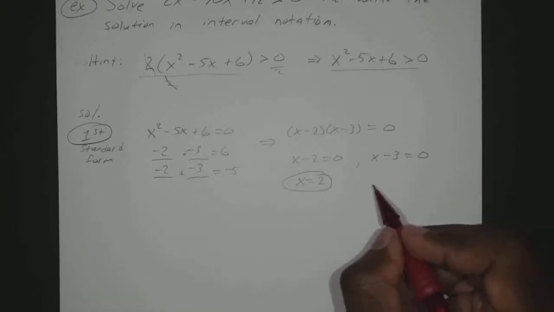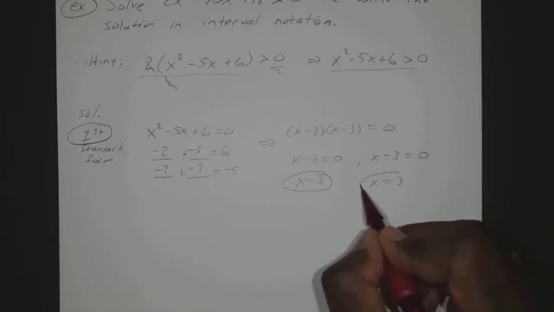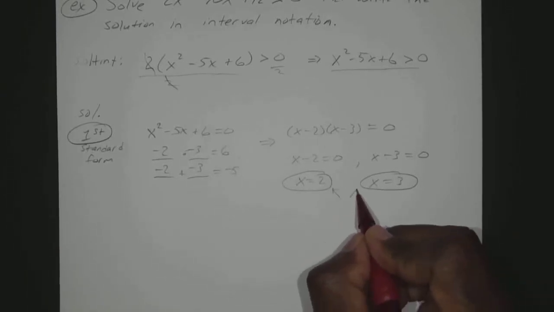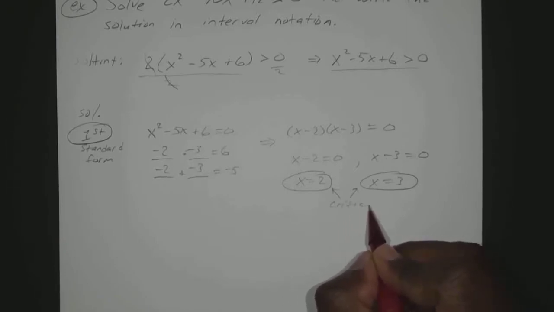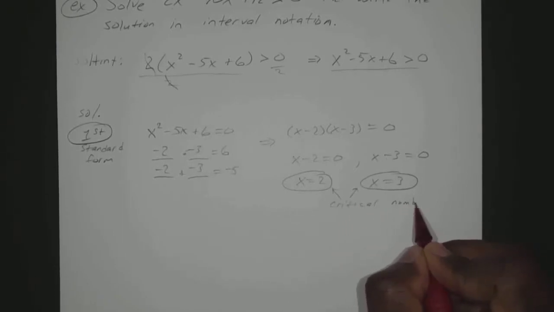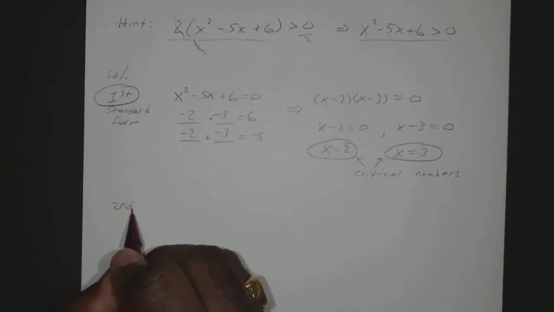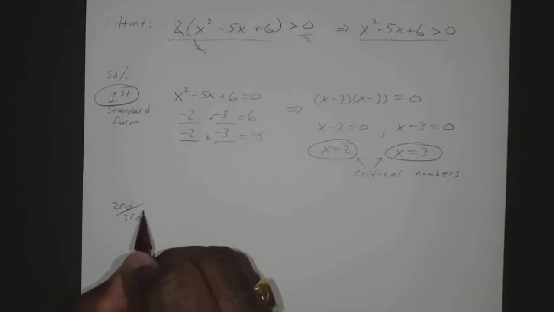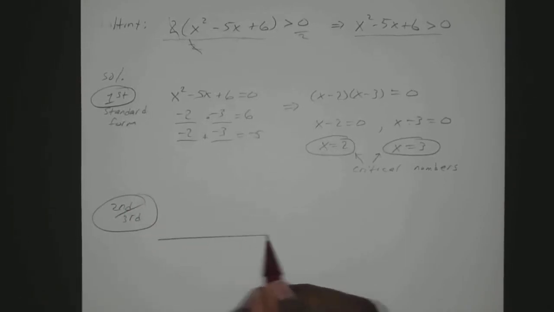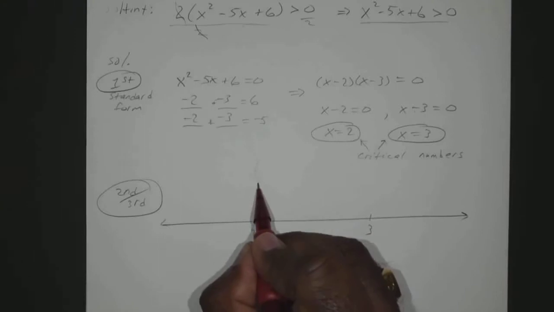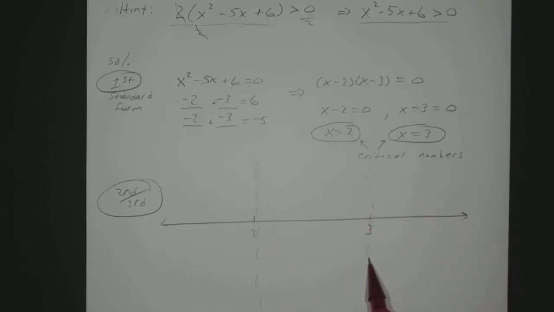And if we add 3 to both sides, we get x equals 3. Excuse me. Which gives us our critical numbers. Okay, again for our second and third step, I'm going to put our critical numbers on the number line, which is 2 and 3. And we're going to pick our test values.